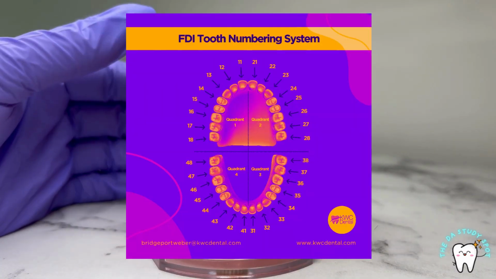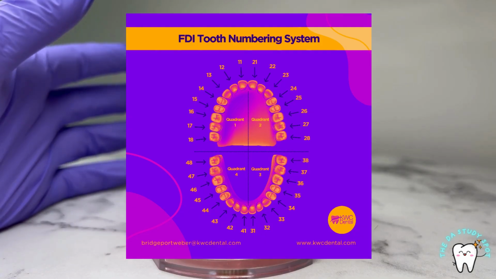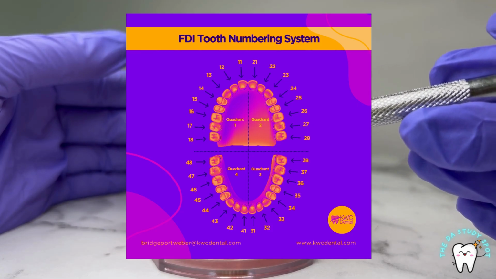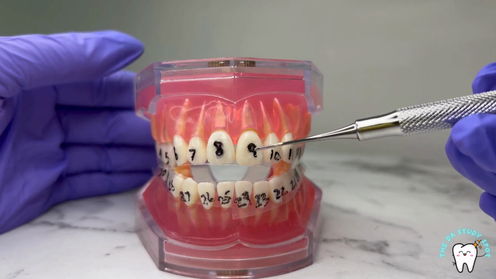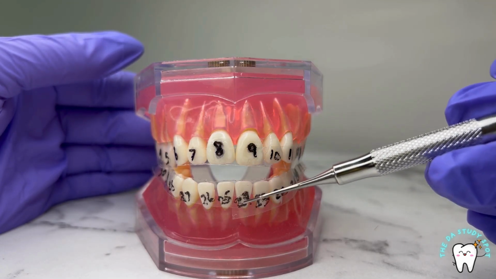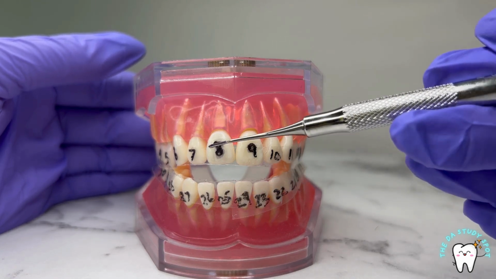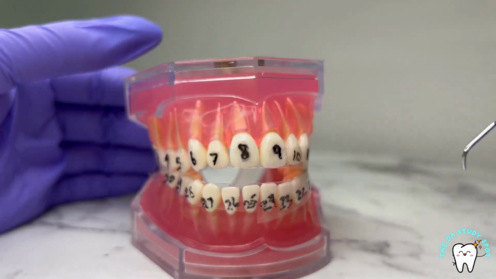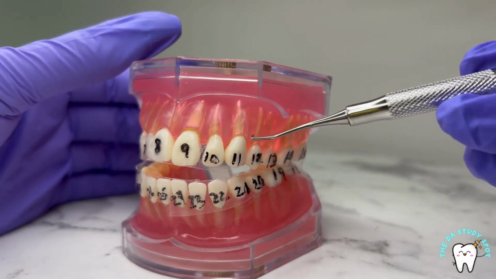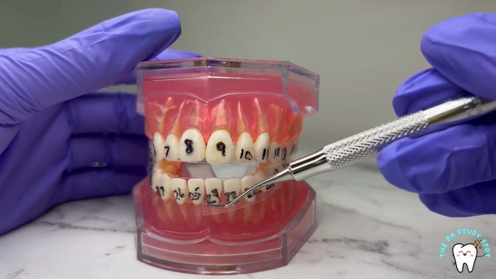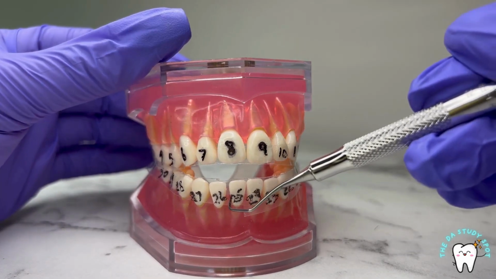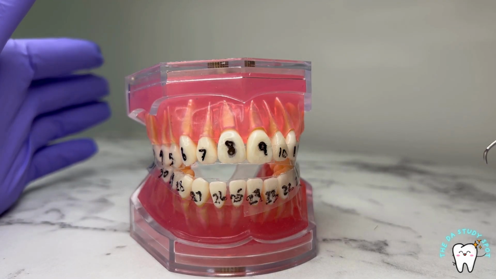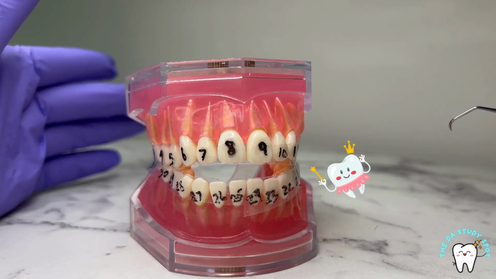Finally, the FDI system, used worldwide. Each tooth has a 2-digit number. You can still say it's quadrant based, except now number 8 is 11, 9 is 21, 24 is 31, and 25 is 41. And again, because it's 2-digit, we're counting from 11 to 18, 21 to 28, 31 to 38, and then 41 to 48. So if someone says tooth 36, that's the lower left first molar.